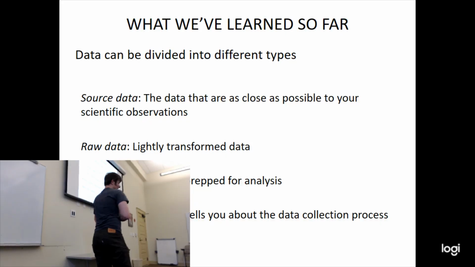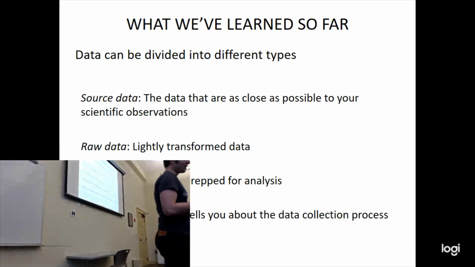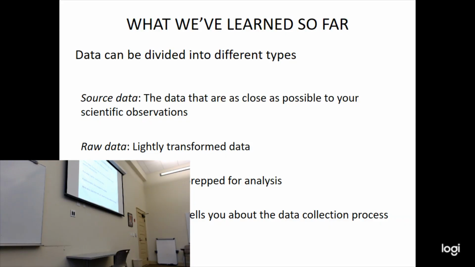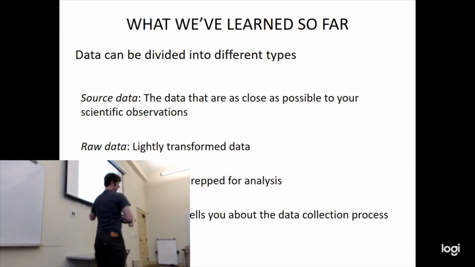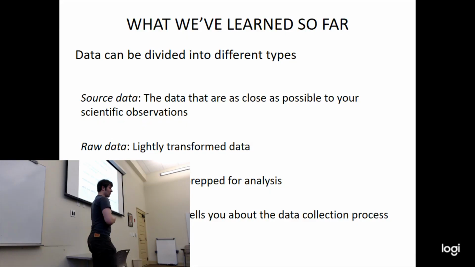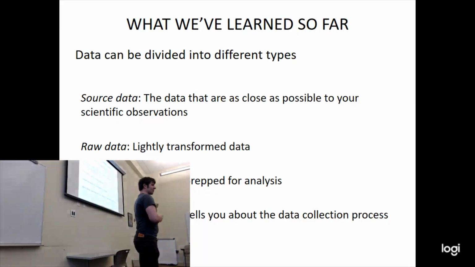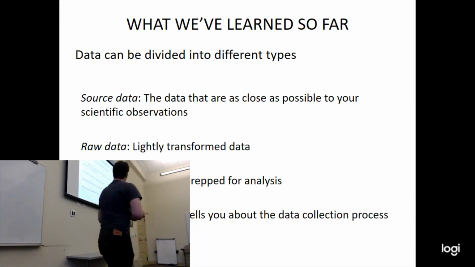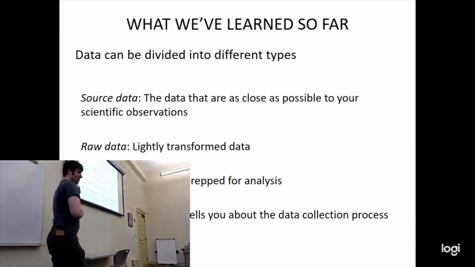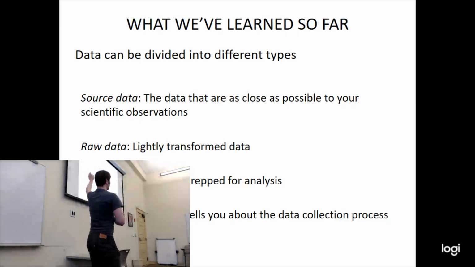Process data is data that you prepped for analysis. So you've actually done a few more transformations or restructured the data set in some way. And then metadata is data about your data. So it tells you something about the processes that went into each of these different steps. And one of the big picture ideas that I talked about in this section is that you always want to keep copies of your source data.